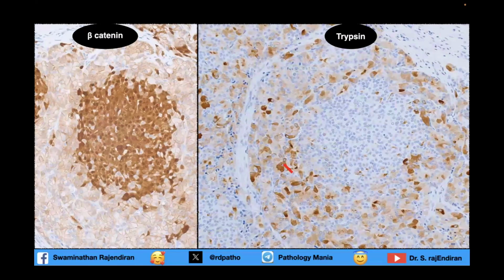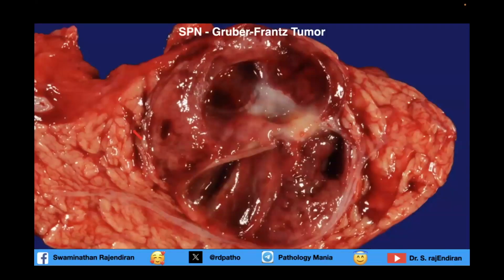So trypsin will be positive, and beta catenin, normally they are seen in the membrane. Whereas when you want to call beta catenin positive, it has to be seen in the cytoplasm and nucleus. I will show you a normal picture when we talk about solid pseudopapillary tumor, which is the next.